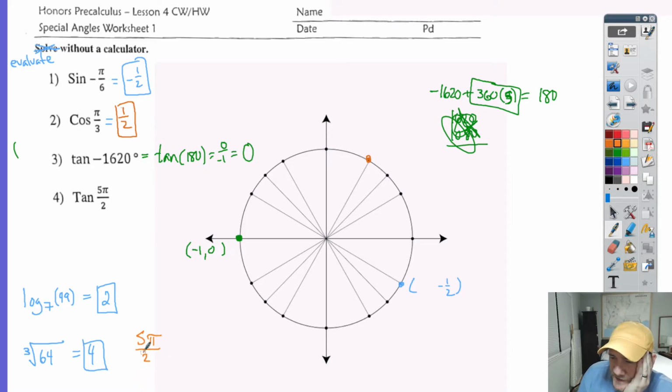Well, 2 pi is 4 pi over 2. So I'm really just taking away 4 pi over 2 once. This is me taking away 360 basically. I'm taking away one full rotation. Leaves me with 1 pi over 2.